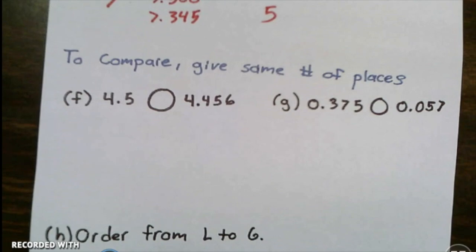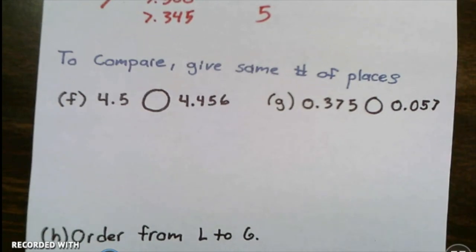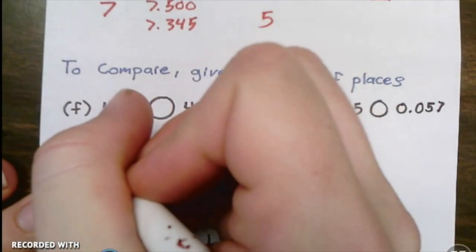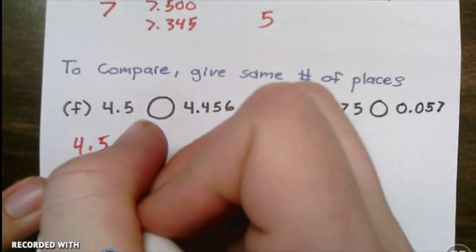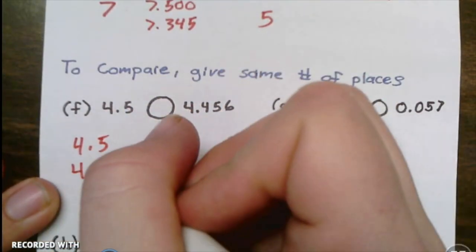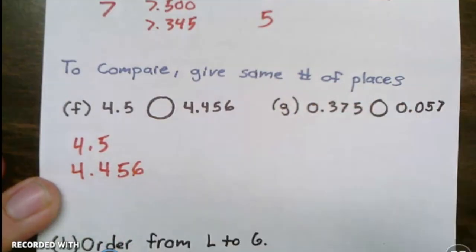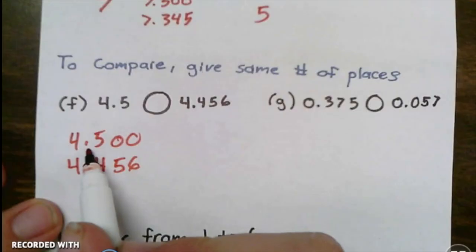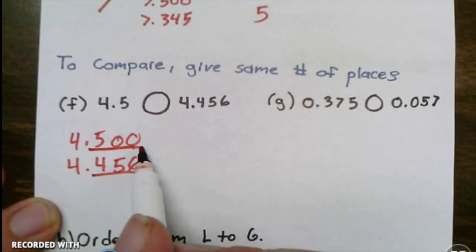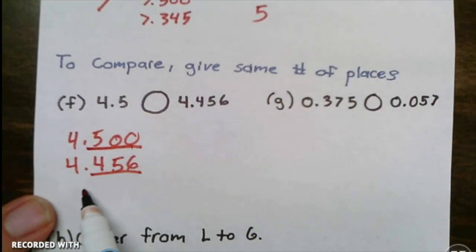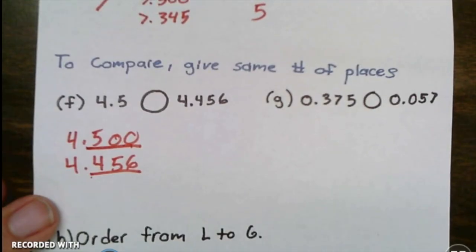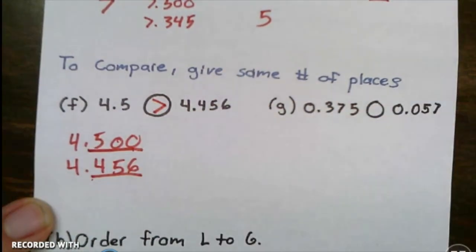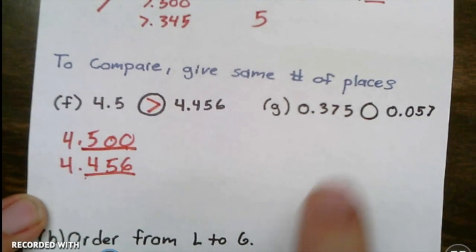The last thing in this lesson, well, actually there's 2 more things. It says to compare, give the same number of places. So here I've got 4.5, and I always write things vertically when I'm comparing them, and I line up their decimal places. So to compare these numbers, I'm going to put in zeros there, and now I'm going to look at these numbers. So I got 500 and I've got 456. Which one is bigger? 500. Do this one on your own.